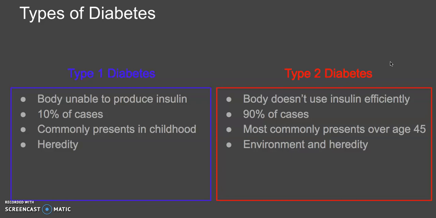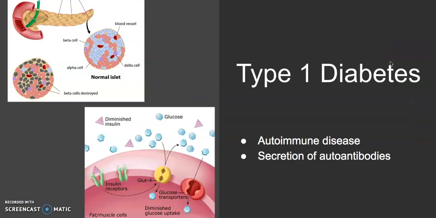The final difference is that type 1 diabetes commonly presents in childhood, where type 2 diabetes most commonly presents over age 45. So children can get type 2 diabetes, but it's very rare for adults to get type 1 diabetes. So we're going to think more specifically about how the mechanisms of these two diseases work.